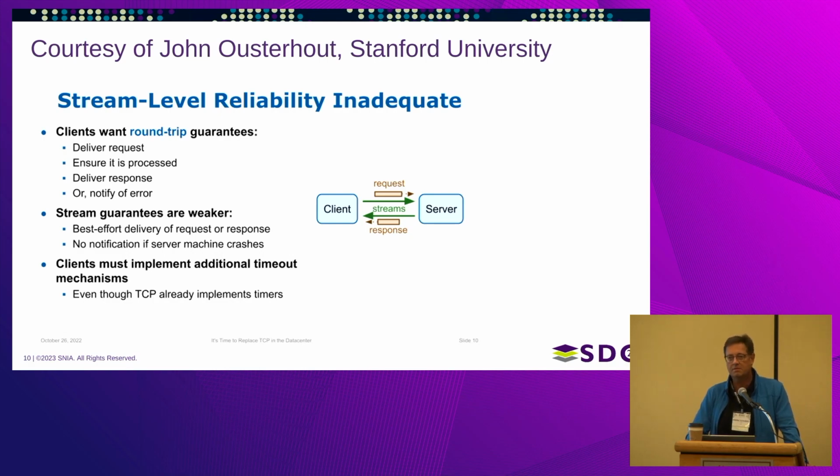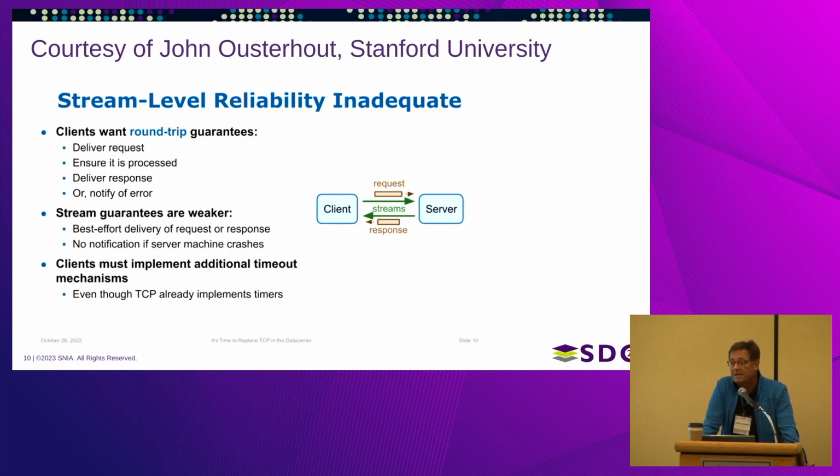It's a retransmit or timeout. And that's definitely not helping in order to have bounded latency and put a cap on deterministic latency. Stream guarantees are actually weaker than what we need in message-based systems, right? We have a best effort delivery of the request or the response.